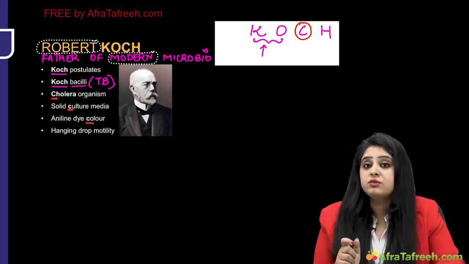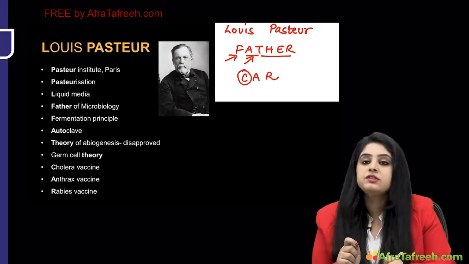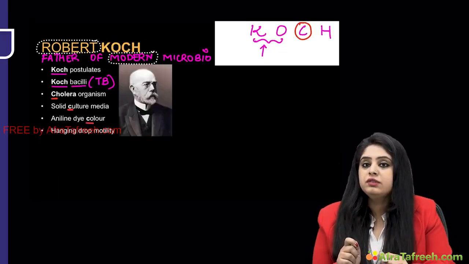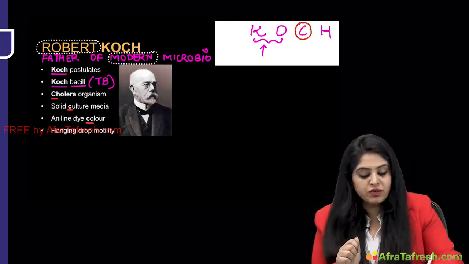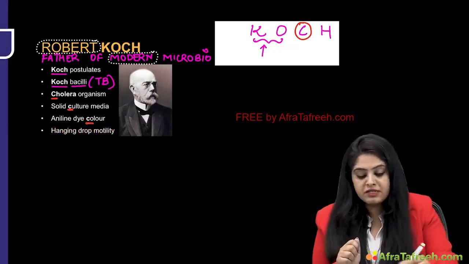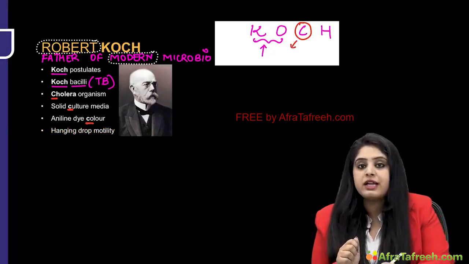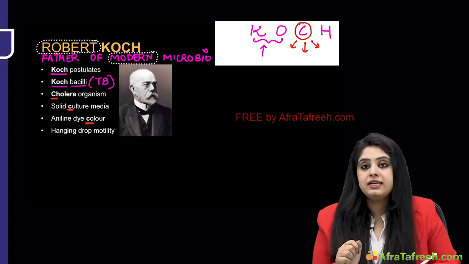So that is why I made you revise this. Who gave us the cholera vaccine? The cholera vaccine was given by Sir Louis Pasteur. And who's given you the cholera organism? Sir Robert Koch has given you the cholera organism. What is left with C? A color was also given, that is the aniline dye. So repeating once again, there is a cholera organism, there is a culture media which is solid, there is a color which is the aniline dye.